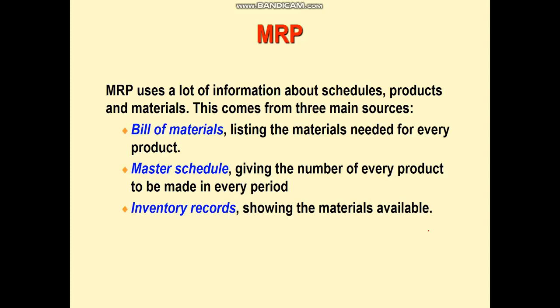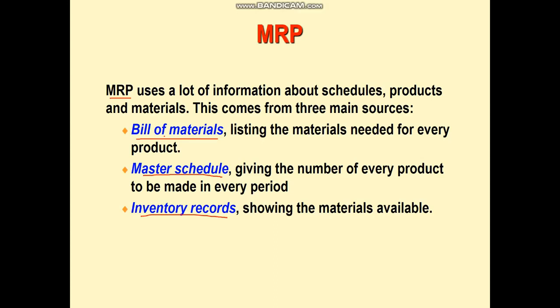So how can we construct the MRP? We need a lot of information about schedules, products, and materials to make the MRP. And it comes from 3 main sources. The first one is bill of material. The second one is master schedule, and the third one is inventory records.